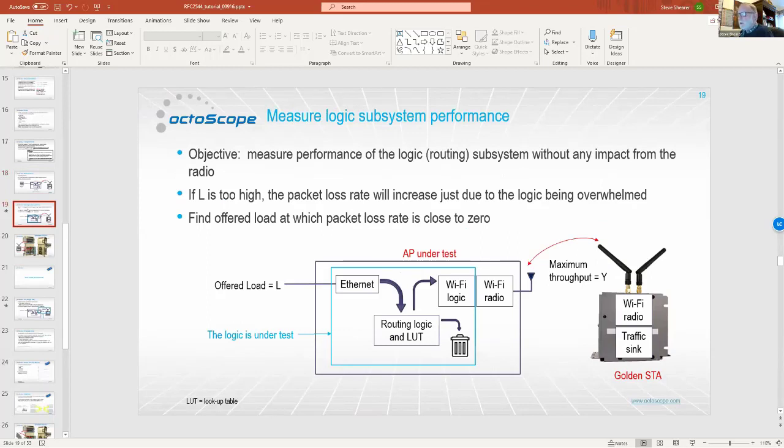Our objective is really to measure the performance of this routing subsystem. If we apply an offered load that's too high, the packet loss will increase because there's simply nowhere for the packets to go, and we'll start losing packets. So we'll back off the offered load to a point where the loss rate is pretty close to 0. And that will give us an idea of how we can actually use the system.